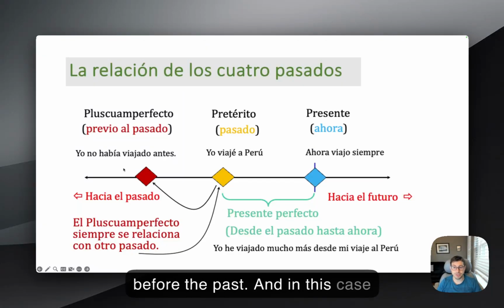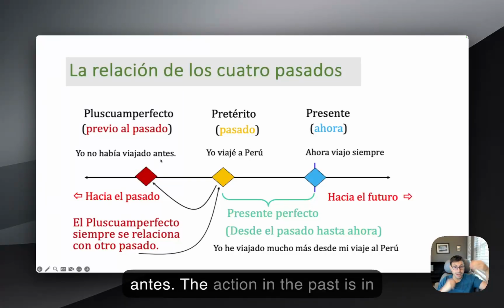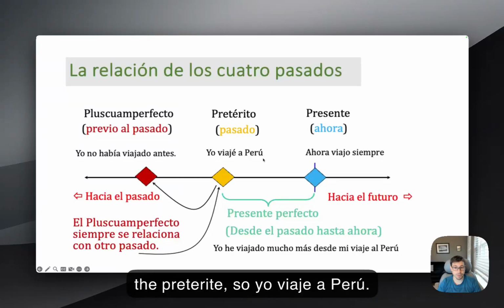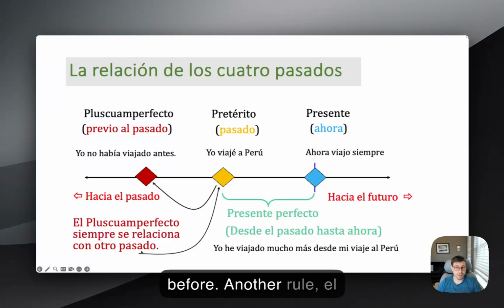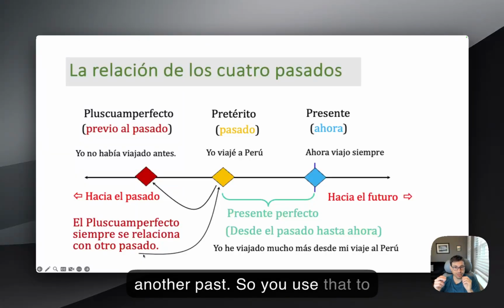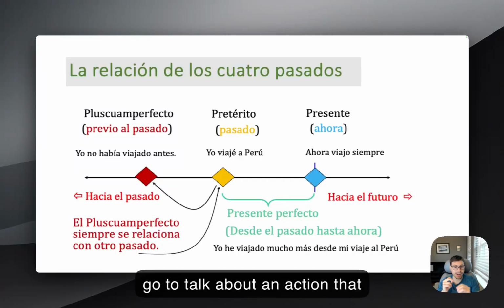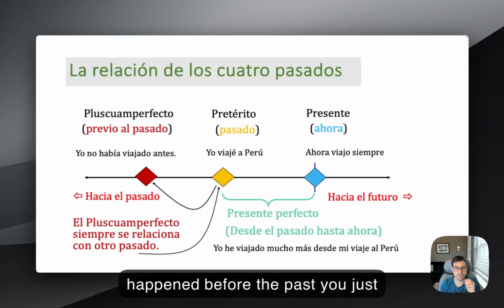And in this case, you can see yo no había viajado antes. The action in the past is in the preterite, so yo viajé a Peru. So this is the past. Before my trip to Peru, I had never traveled before. Another rule, el pluscuamperfecto, the past perfect, it's always related to another past. So you use that to talk about an action that happened before the past you just mentioned in the sentence.